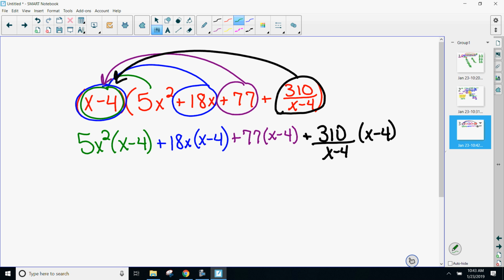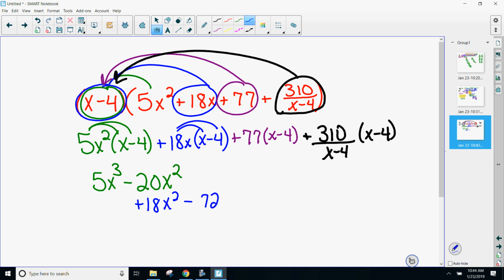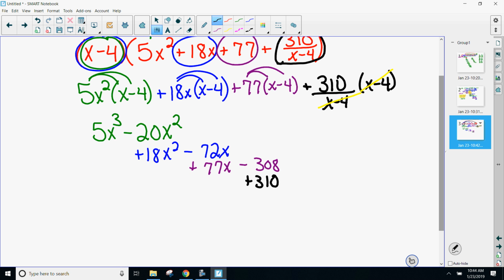All right, what happens when you use the distributive property? Okay, and if I multiply the blue through, you get 18x squared. Okay, then we're going to multiply the 77 through to give you 77x minus 308. And then what happens here? What happens here? The x minus 4 cancels and you are left with 310. Agree with that so far?